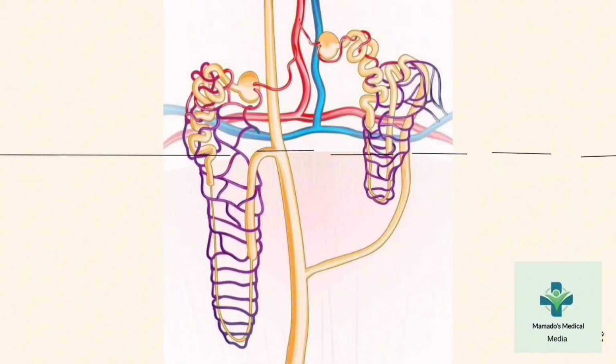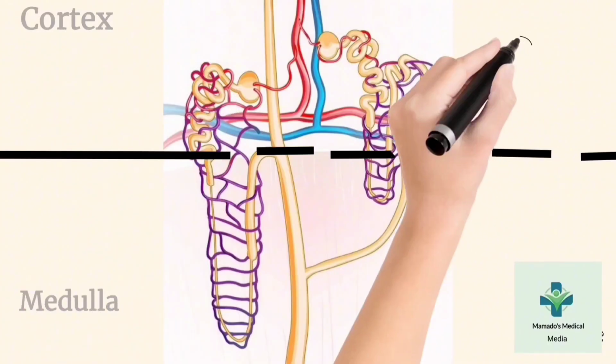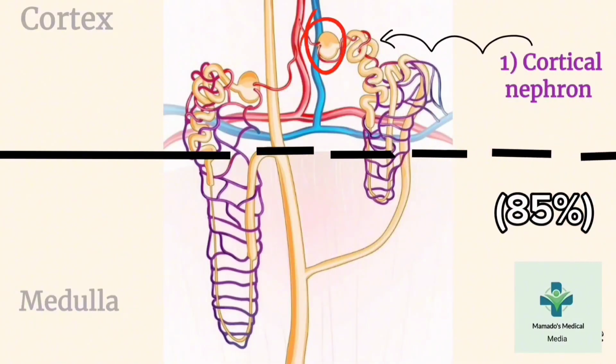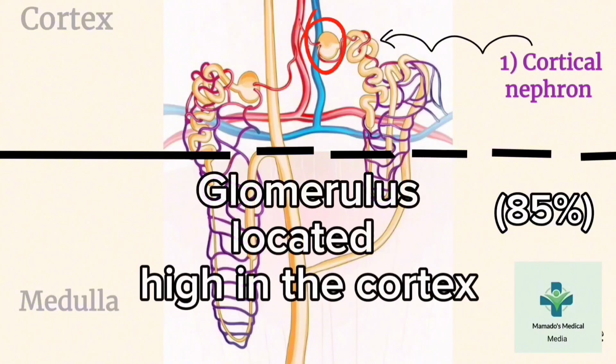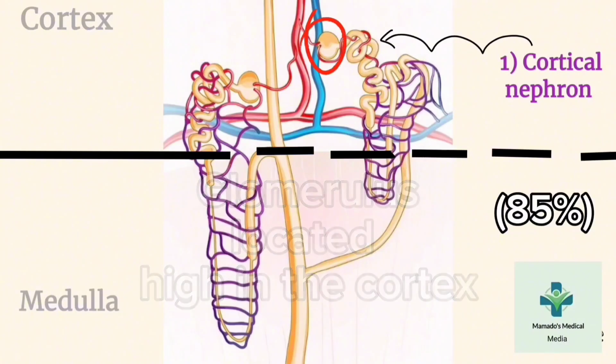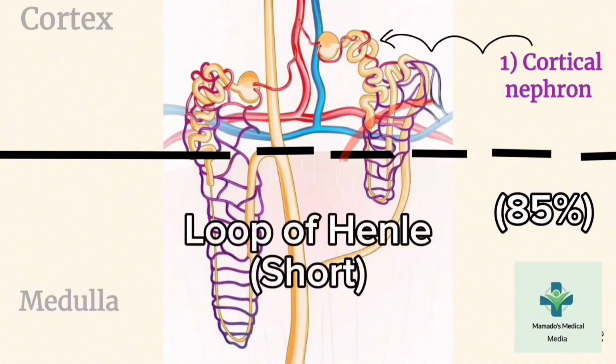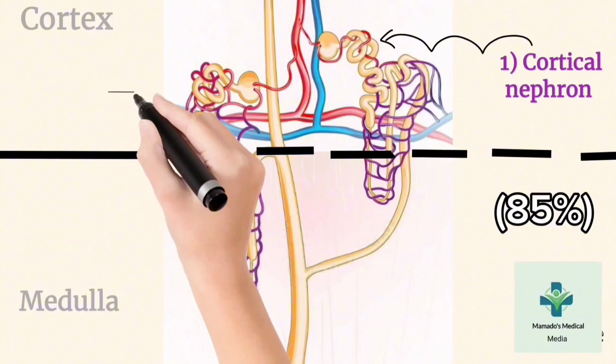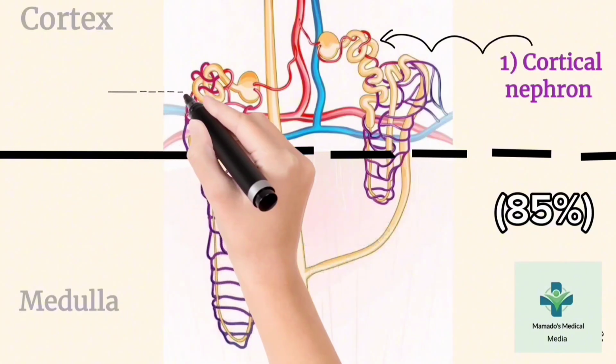Alright, now let's break down the two types of nephrons. Cortical nephrons make up about 85% of all nephrons, located in the outer cortex, and they have a short loop of Henle. Cortical nephrons are surrounded by peritubular capillaries, and they are more involved in basic filtration and reabsorption.